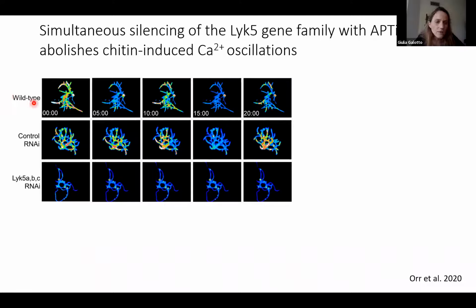In the first row, there is a wild type that, as you can see, exhibits the big calcium spikes that we saw before. The control of the RNAi also exhibits this big calcium spiking. But the plants in which LIC5 has been silenced do not exhibit the calcium spiking. So the plants in which we silence LIC5 don't sense chitin anymore.